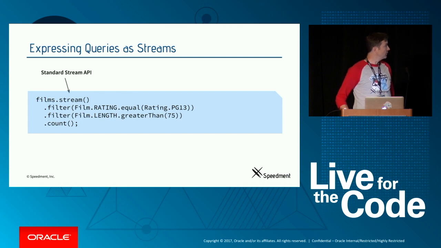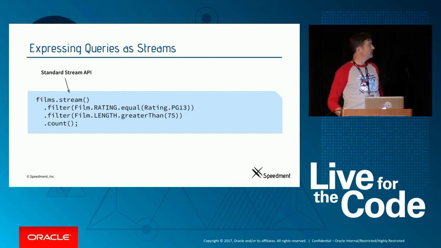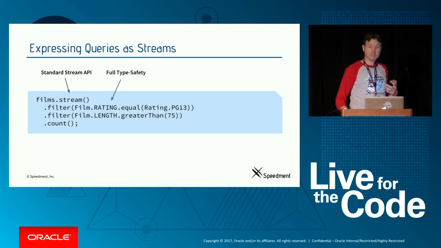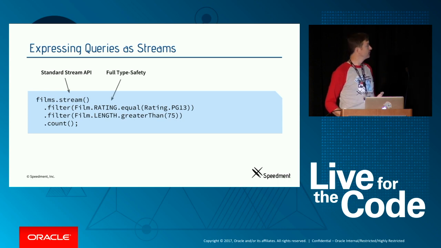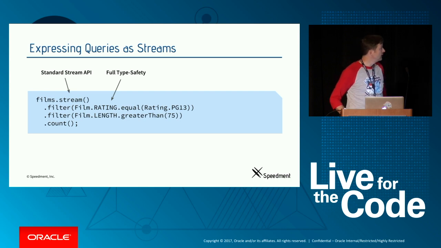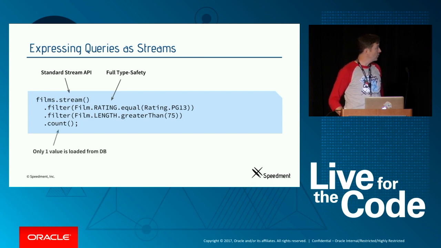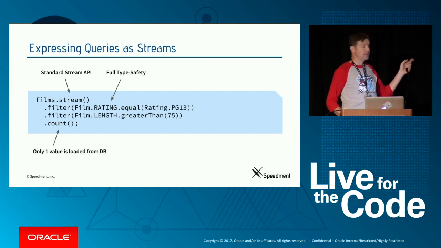Well, first of all, the stream is an interface, which is a standard interface in Java. So we haven't invented this API. It's a standard Java stream. But the implementation of the interface is different than, for example, for a list. We have full type safety, so you couldn't write another enum type here. And only one value is loaded from the DB, as I told you before.